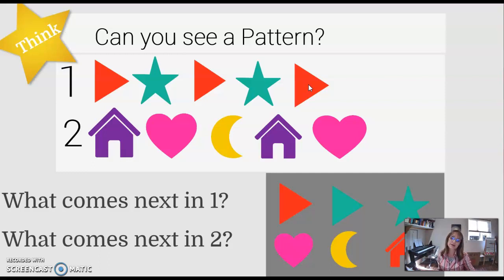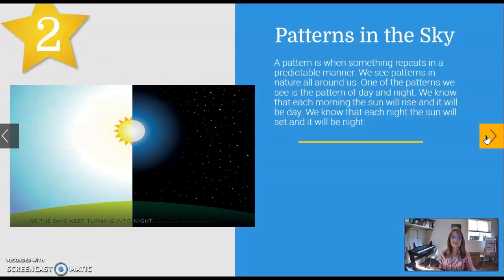So let's go to line 2 and let's think about this one a little more because this one's a little bit tricky. So we've got a purple house, a pink heart, and a yellow moon. A purple house, a pink heart, and what comes next? A yellow moon. Correct, that's great.